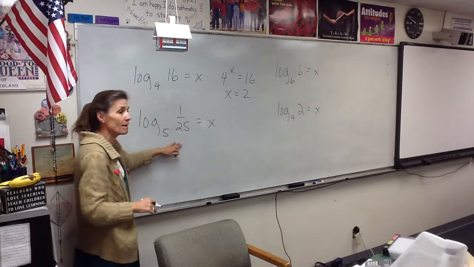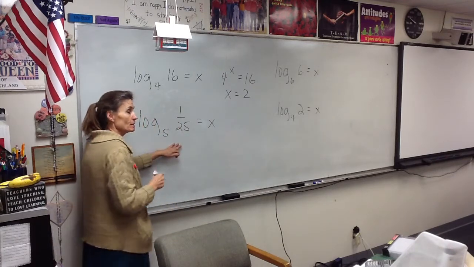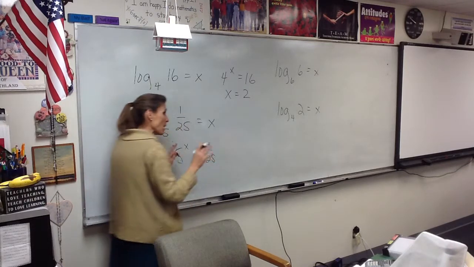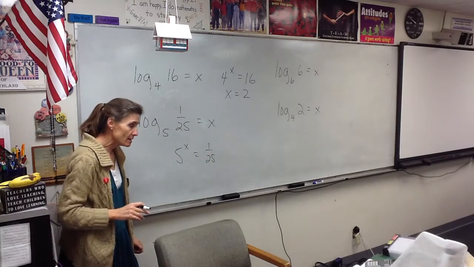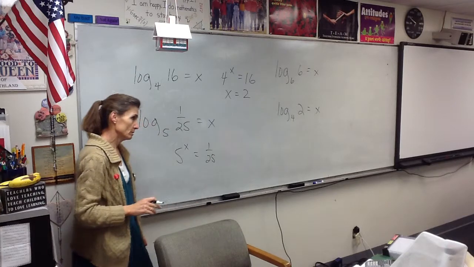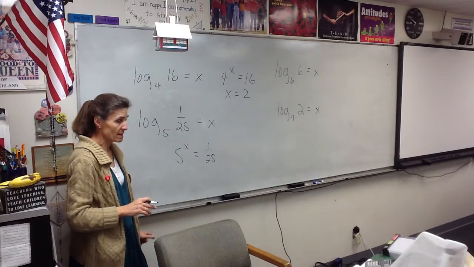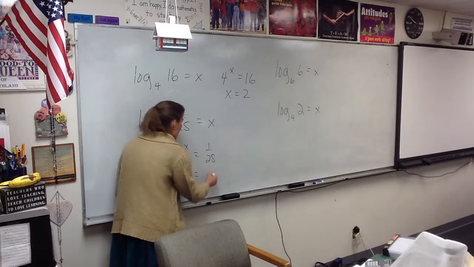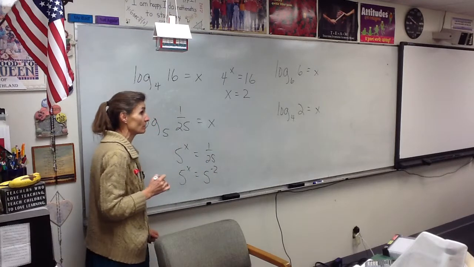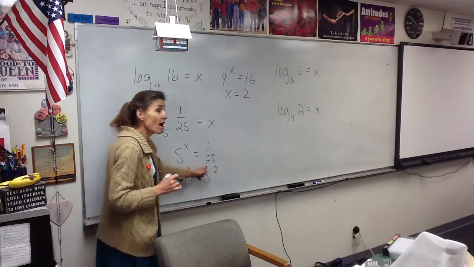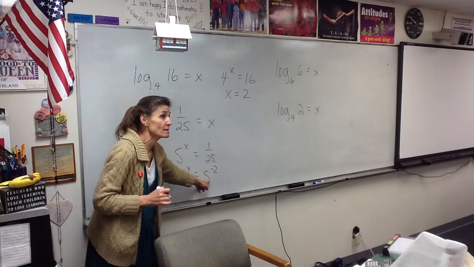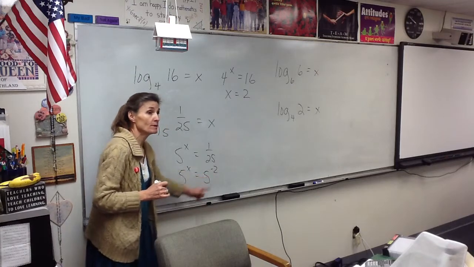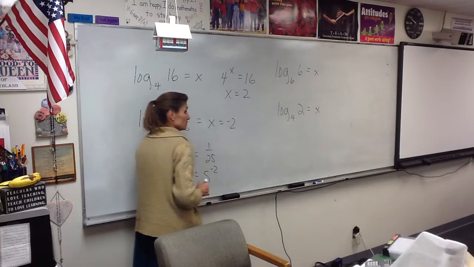Easy, easy, easy. All right, what about this one? How does this one translate? 5 to the x. 5 to the x equals 1/25. Now, wait a minute. This one's not quite so easy. It's got a 1 over. What does 1 over always mean? Negative exponent. So this is 5 to the x, not 5 squared, 5 to the negative squared, right? 25 is 5 squared, but it's 1 over, so it's got to be a negative exponent. So what's the answer to this question? -2. Perfect.